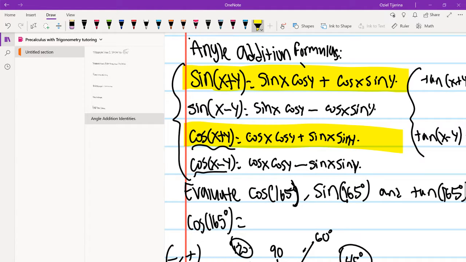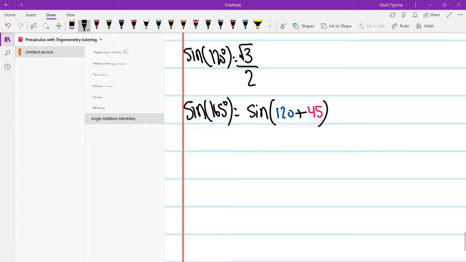So if we put sine of 165, that would be the sine of 120 plus 45, and therefore you would have, I'm going to try to label this one, the sine of 120 plus 45, and then you would use this equation.